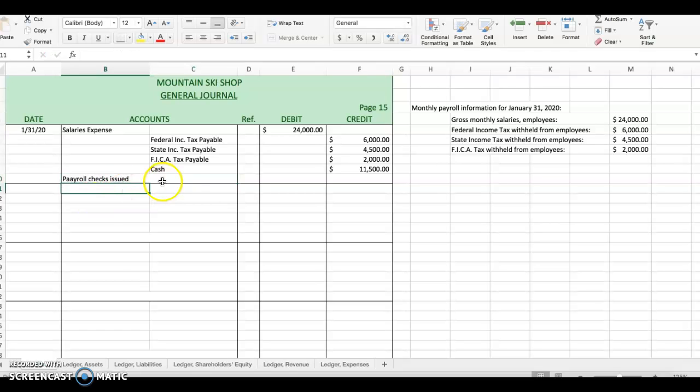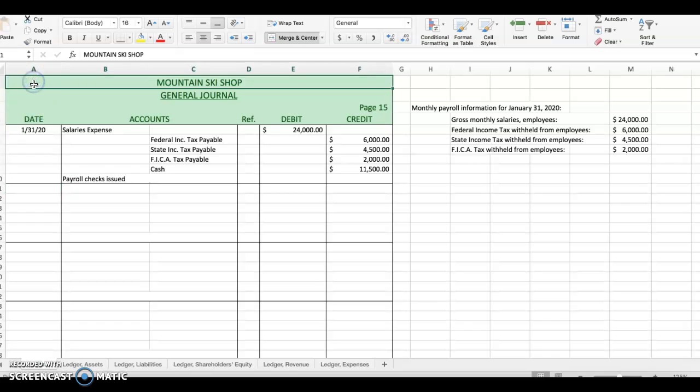So that's our explanation. We issue payroll checks, which are different kinds of checks from our normal checking account, but the money does come from the cash account of the business, so that's why cash is credited. So that's our journal entry.